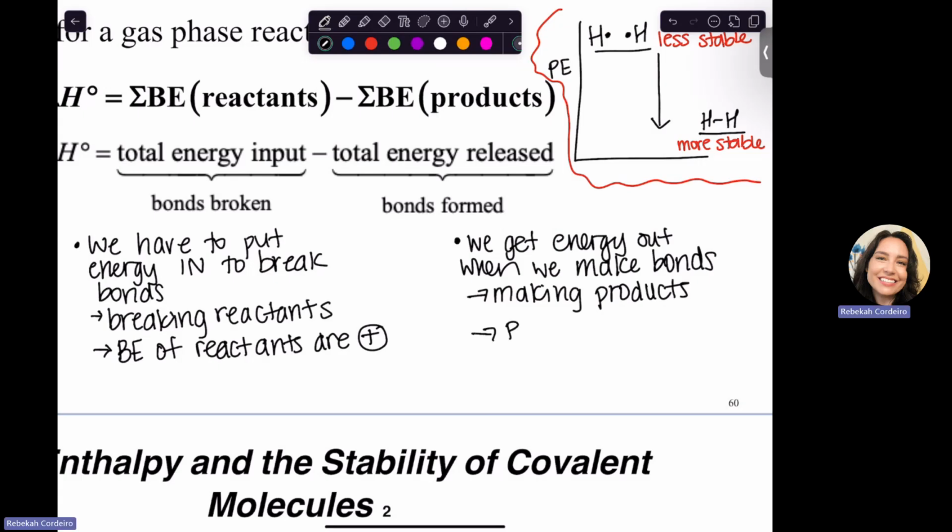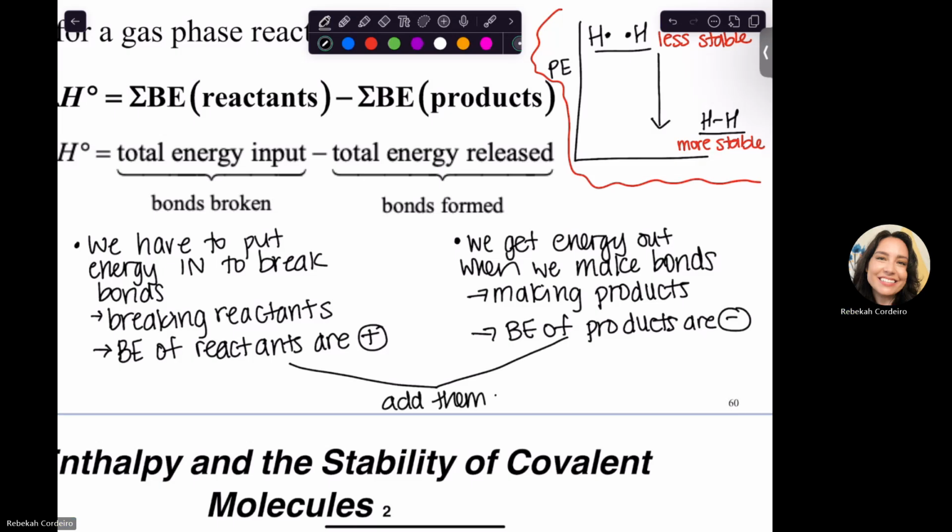So we need to make the bond energy of the products negative because that's exothermic. Once you have the positive bond energies of reactants and the negative bond energies of products, you're just going to add them up to get your delta H of the reaction. RXN stands for reaction.